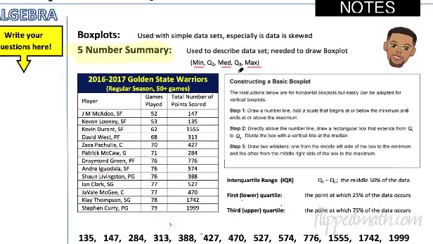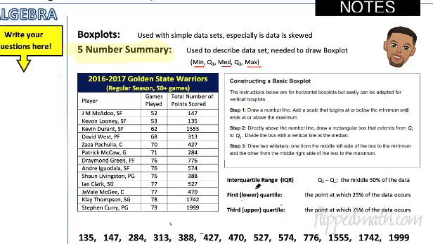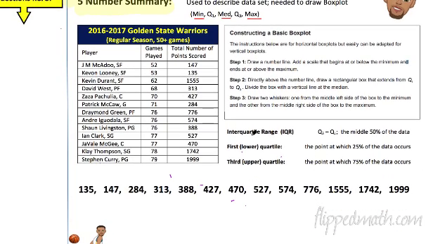So what we're going to do, go ahead and write these definitions down. Pause the video if you have to. The first quartile, as we said, is sometimes called the lower quartile. It's the point at which 25% of the data occurs. The third or upper quartile is where 75% of the data occurs. We also can figure out the interquartile range. The interquartile range is where the middle 50% of the data lies.